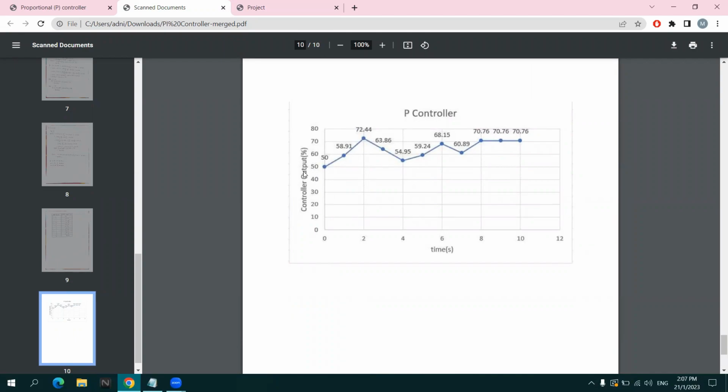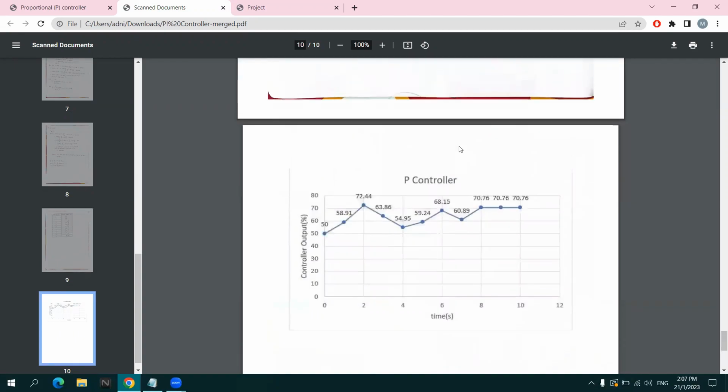Okay, so we can see this is our graph. I think that's all from my part. Thank you.